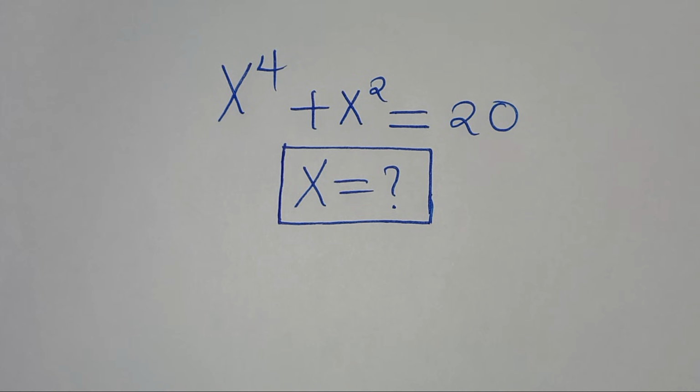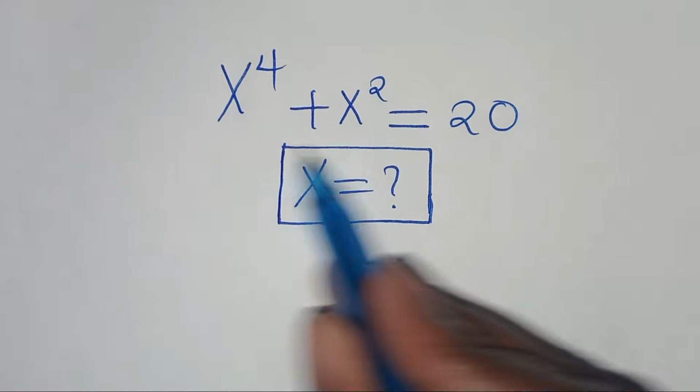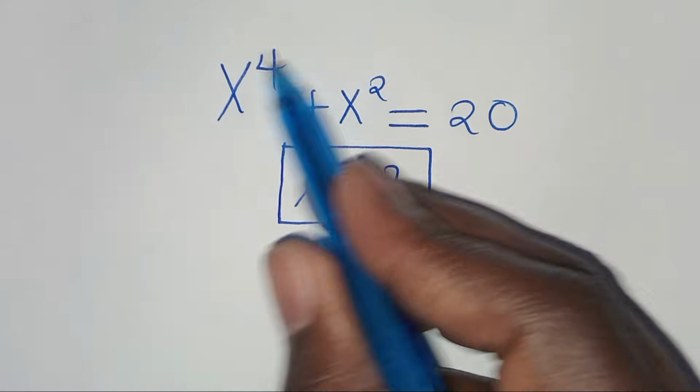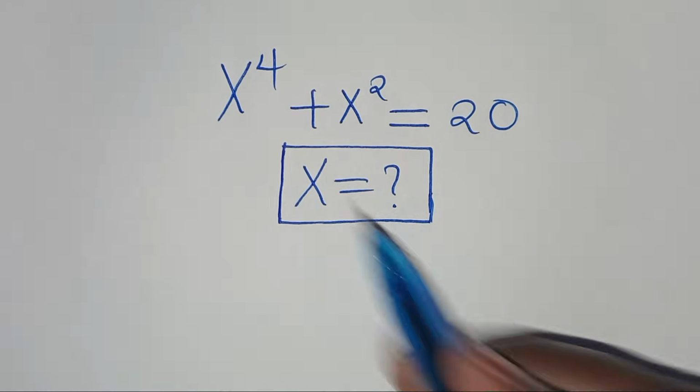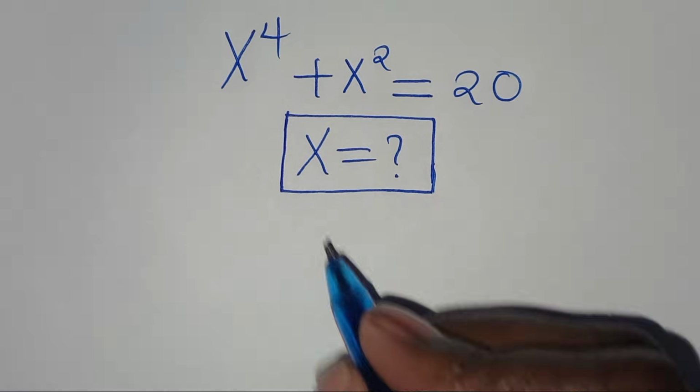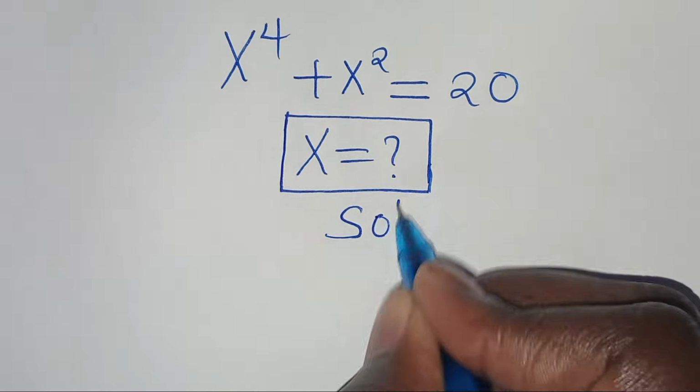Hello everyone, you're welcome to solve this nice algebra problem, which is x to the power of 4 plus x to the power of 2 is equal to 20. So what are the values of x? Now let's provide a solution from here.